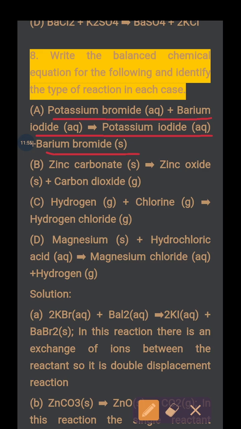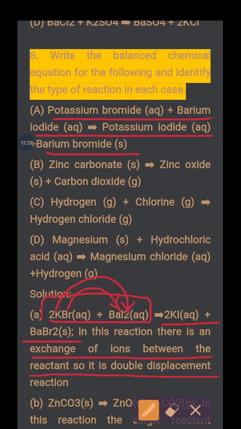The equation is given in the form 2 KBr plus BaI2, potassium bromide plus barium iodide, and it gives 2 KI plus BaBr2. In this reaction, the Br reacts with barium, and I2, meaning iodine, reacts with potassium. Hence, this reaction is an exchange of ions between the reactants, so it is a double displacement reaction.